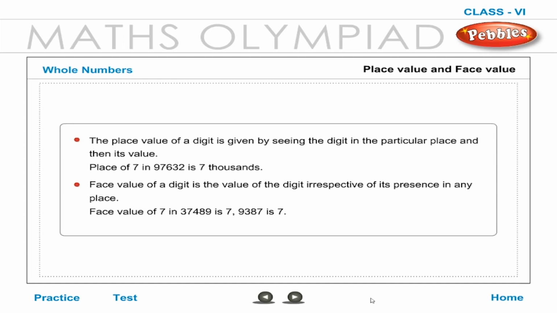The place of 7 in 97,632 is thousands. The face value of a digit is the value of the digit irrespective of its presence in any place. The face value of 7 in 37,489 is 7. In 9,387, the place value of 7 is 7.